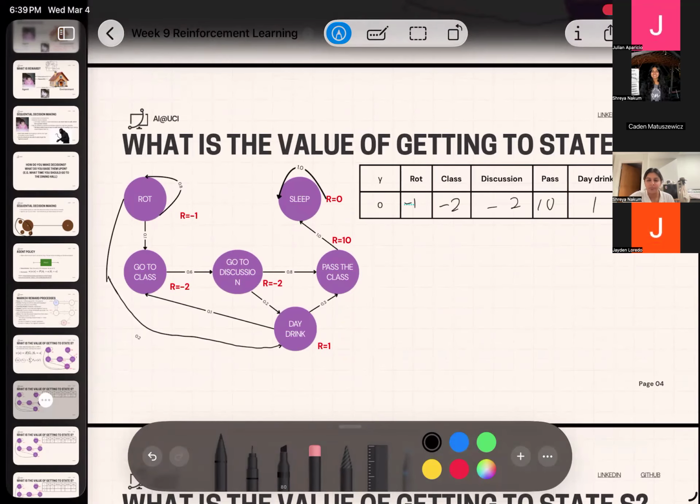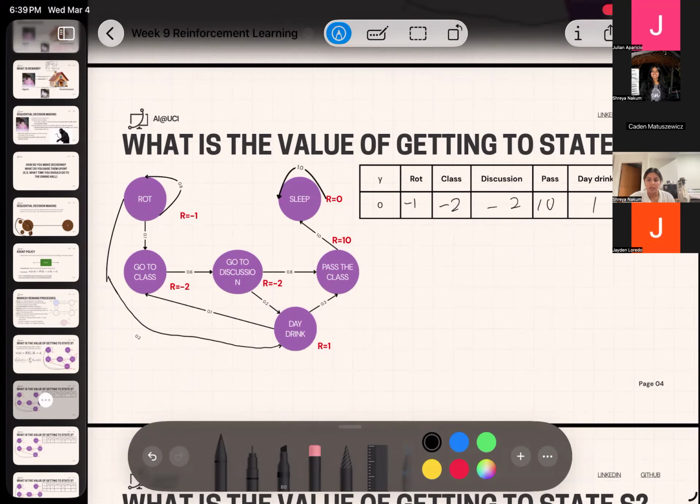So this idea is that this is going to be our first iteration of having no discount. If we just want to get a reward quickly, the best state to get to and the state with the highest value would be day drinking, because that's the only positive reward here. Does that idea make sense to everyone? Yeah.